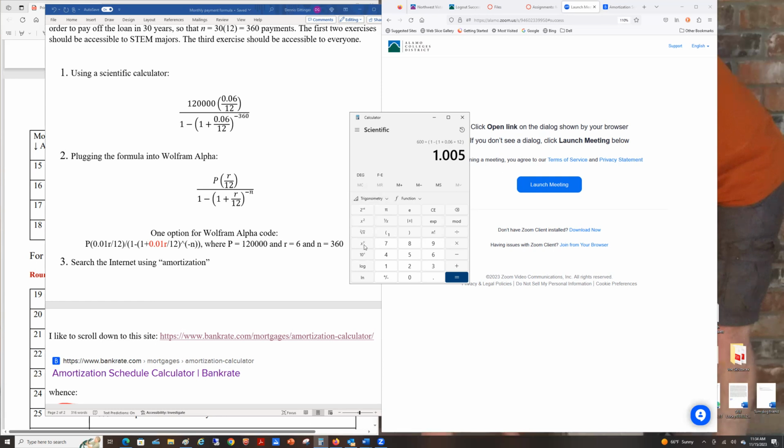And I'm going to raise that to the power of minus 360, which on my calculator, I put 360, and then I change the sign to minus. And I'm going to close that parentheses, and that'll give me the denominator to be 0.8333, yada, yada, yada. And now when I hit equals, it's going to do the numerator, which you would call it 600. It will do that divided by that. And your monthly payment is $719.46. Cool.